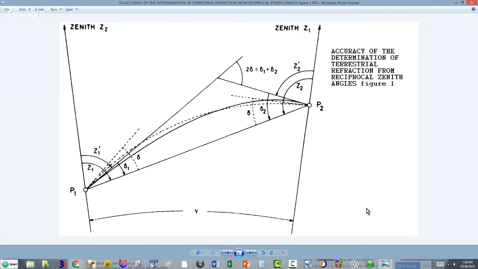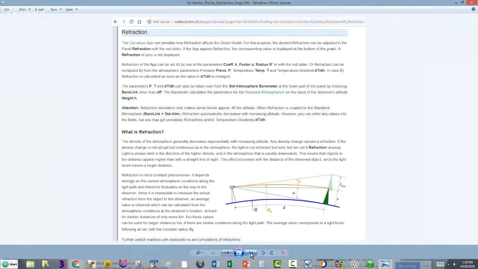And I think I'm wrapping this up here shortly, ending on refraction. I've given some references to studies of refraction. This is a good article on determining refraction from reciprocal zenith angles, real high-end type stuff. I think I close out with a link to Walter Bislin's refraction page, where you can literally learn about refraction.